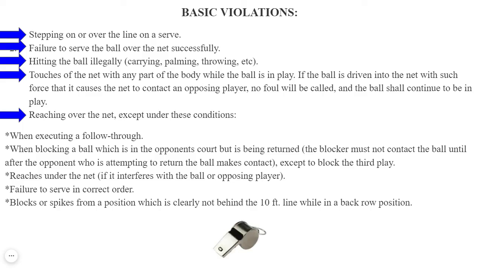If you reach under the net and it interferes with the ball or the opposing player, that's against the rules. And failure to serve in the correct order is a violation of the rules, and you lose the point. Any blocks or spikes from a position which is clearly not behind the 10-foot line, while in a back row position, is also not allowed. Again, that rule is not often enforced in PE class. We'll be more concerned about any violations with the net as it relates to blocks, follow-throughs, or contacting the net.